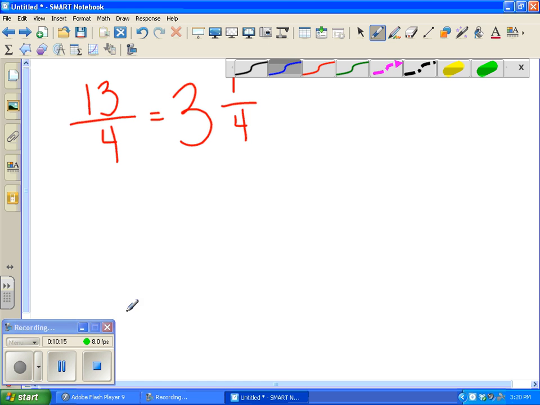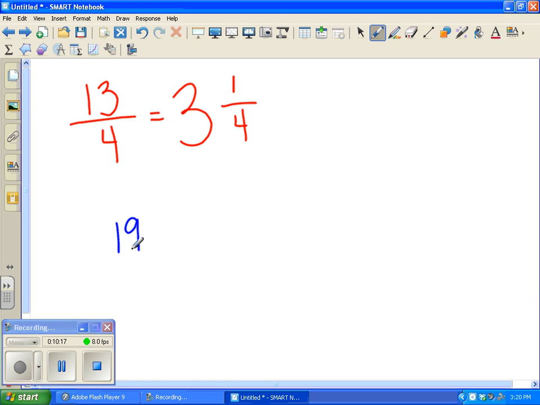Okay, let's try one more. How about this? How many groups of 3 could I get out of 19 without going over? I could get 6 because 3 times 6 is 18, and that would give me 1 left over. And what about the denominator? It stays the same. So today you've also learned how to take an improper fraction and turn it into a mixed number.